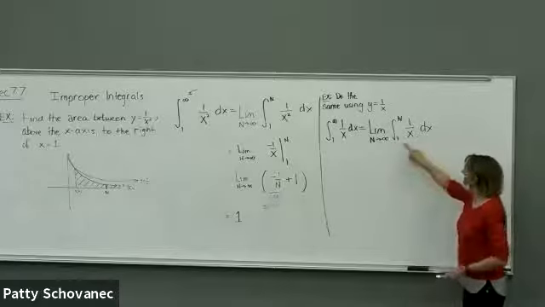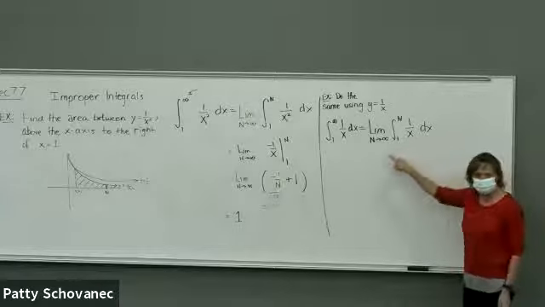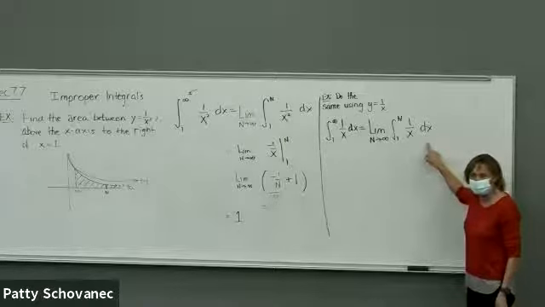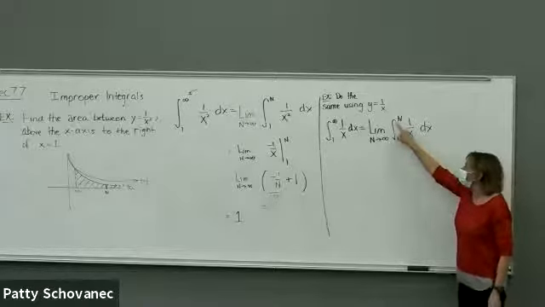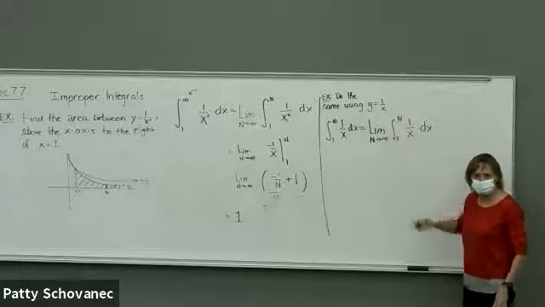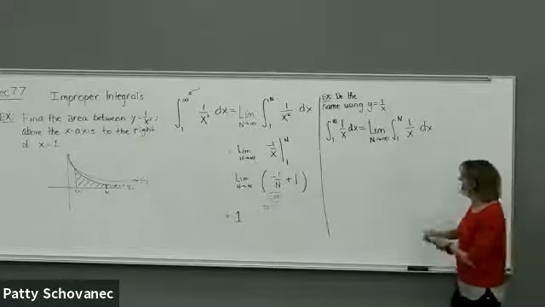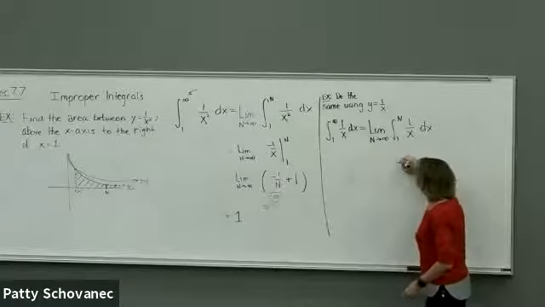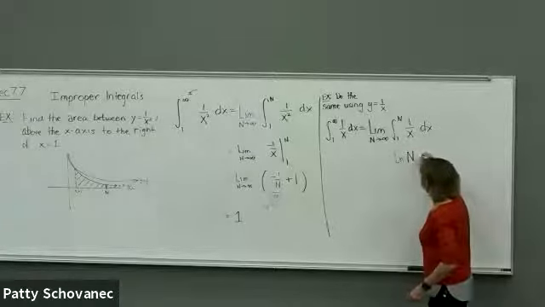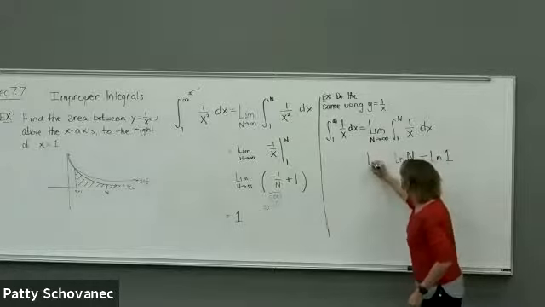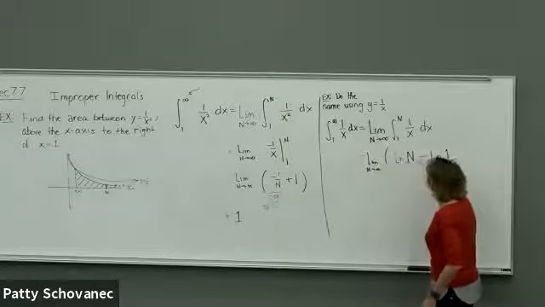Okay, so this little maneuver here, even though it looks like it's just a waste of writing, is what allows us to use the fundamental theorem of calculus. Find the antiderivative, evaluate it at top minus bottom. What's the antiderivative? The natural log. So I'm going to have the natural log of n minus the natural log of 1, and then I take the limit as n goes to infinity.